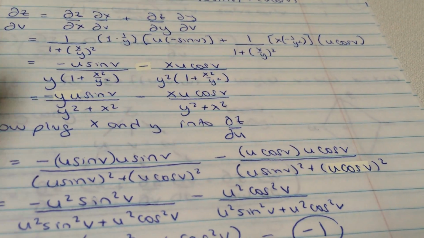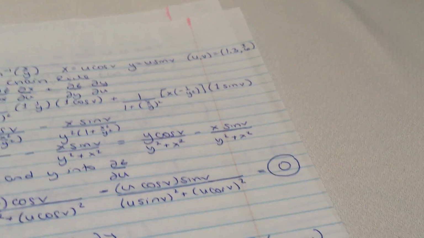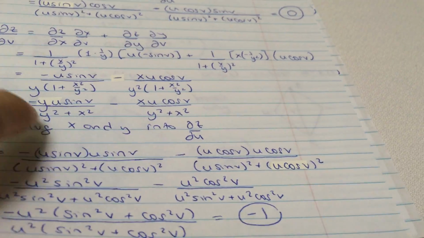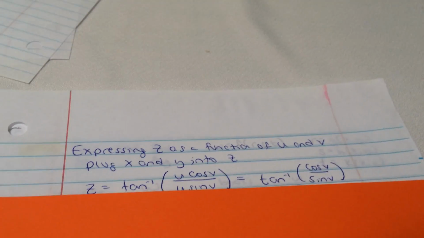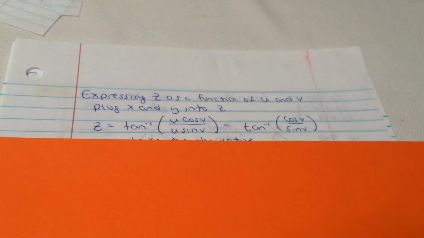And then next in part B, I would have had to plug in that point. But notice these are just constants, so there's nothing to plug into. So that makes that easy. Okay, now express z as a function of u and v. So plug in for x and y first. Plugging in for x and y first gives me this.